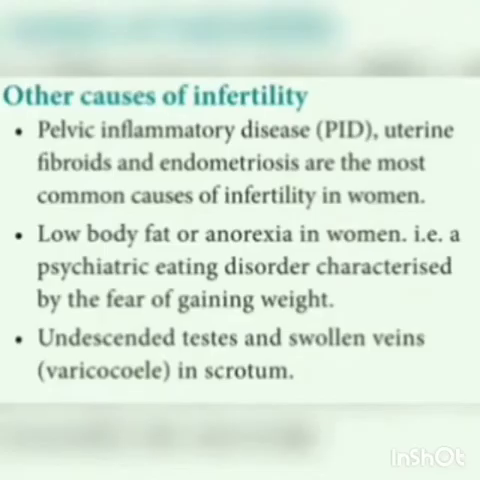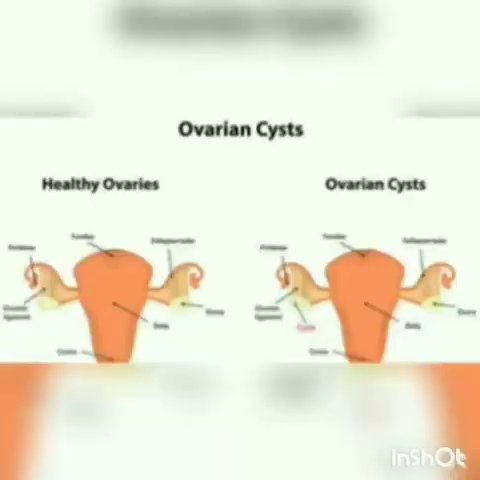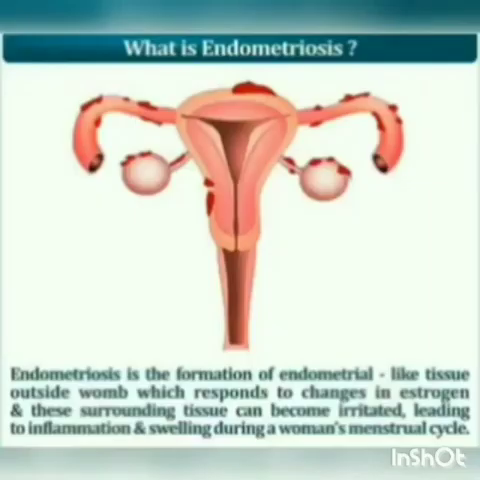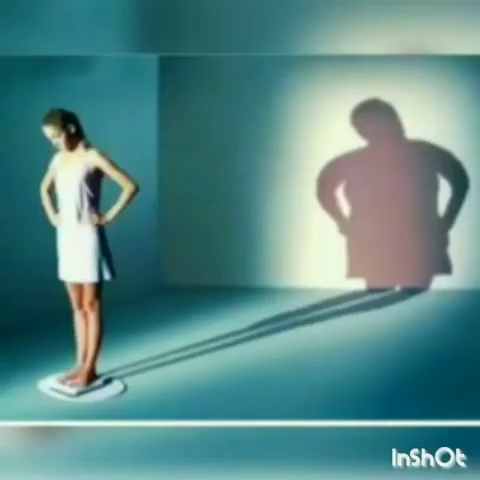Some of the other causes of infertility in men and women are pelvic inflammatory disease, uterine fibroids, and endometriosis. What is endometriosis? Growth of tissues outside the uterus. Endometrium is the inner layer of the uterus. So when tissue grows outside the uterus, that is called endometriosis. These are the main common causes of infertility in women. Low body fat in women, that is anorexia nervosa, a psychiatric eating disorder characterized by fear of gaining weight.